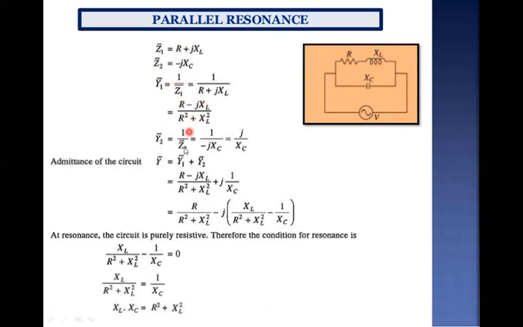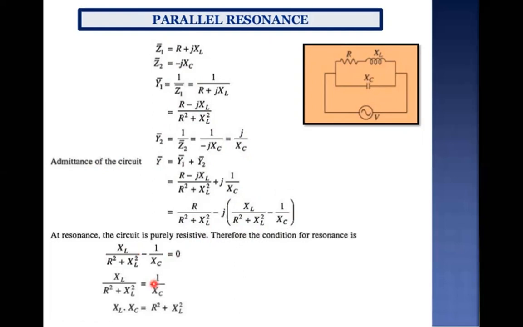Similarly, Y2 is equal to 1 by Z2, is equal to 1 upon minus jXC, or we can write it as j by XC. So the total admittance in the circuit, according to the parallel circuit, will be Y1 plus Y2. Just substitute the value of both Y1 and Y2, and you'll get this form. So at resonance, the circuit is purely resistive. Therefore, the condition for resonance will be that this complete parameter should be equal to 0. So when you substitute this equal to 0, we can equate this to this one, left hand side equal to right hand side.